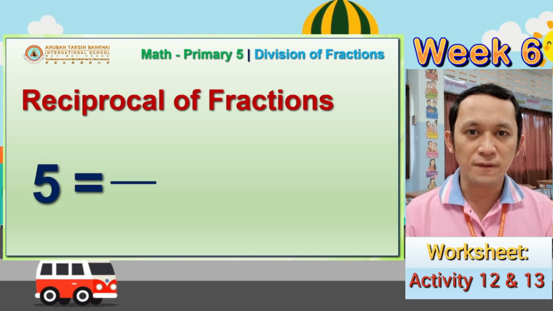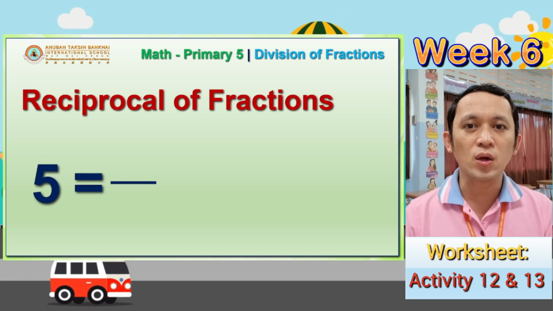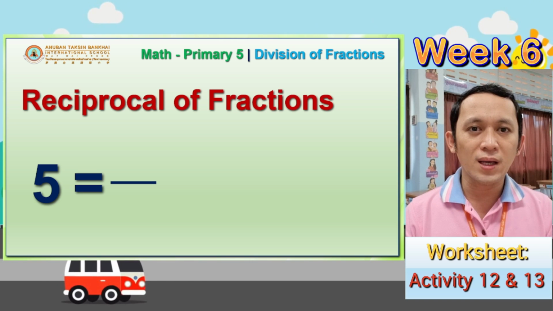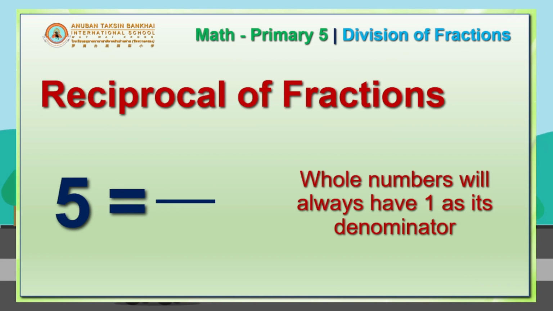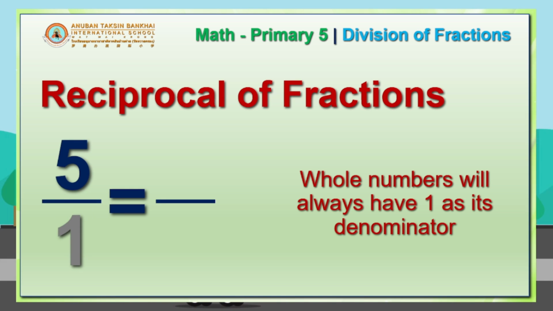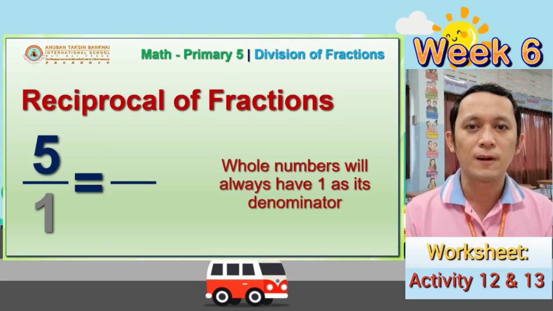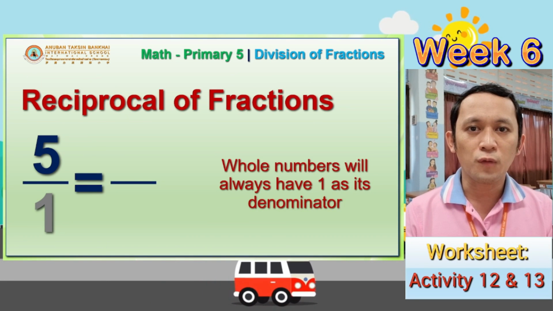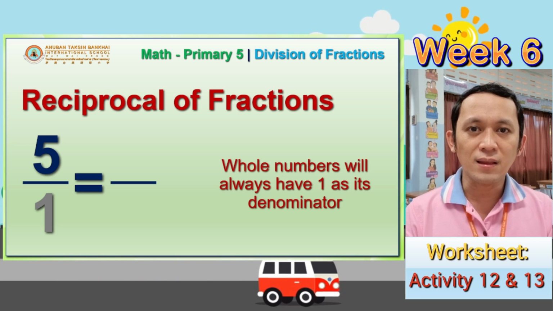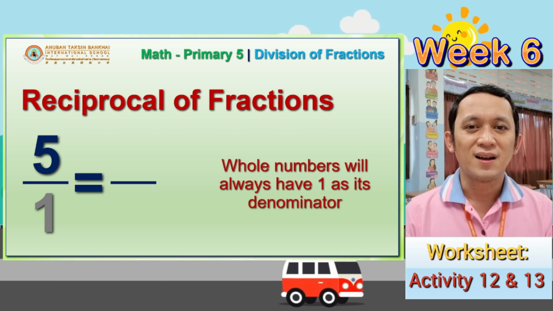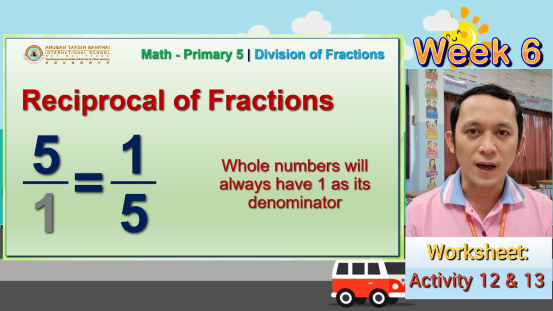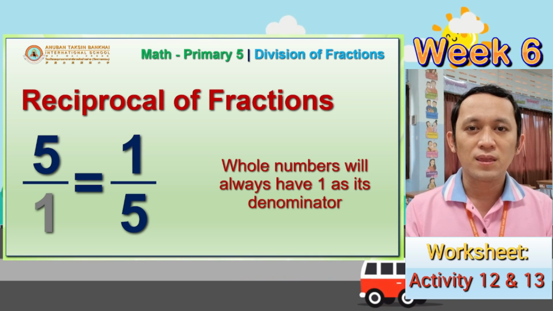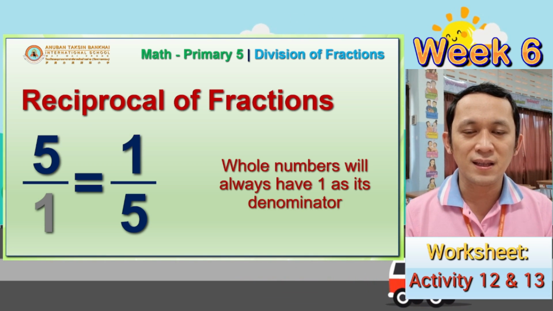Now, another example. We have 5. Take note that whole numbers will always have 1 as their denominator. So if we have 5 here, we can just rewrite it as 5/1. So if we have 5/1, then its reciprocal is, okay, very good, 1/5. Again, we just invert the numerator and the denominator.